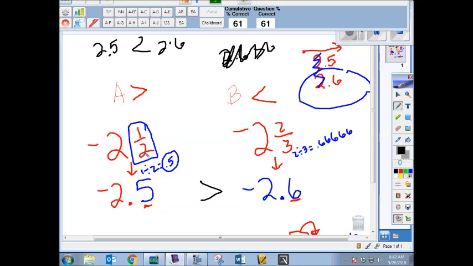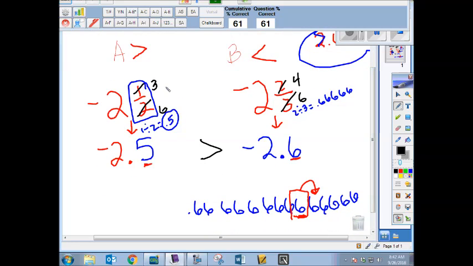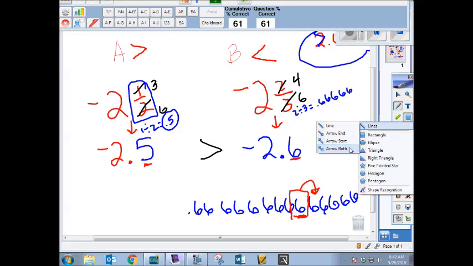Now, the other strategy is, could you do common denominators? Could you make this 6 and make this 3? Could you make this 6? Could you make this 4? And then, once again, it's opposite. So this is the one where the real strategy, I don't care whether you do fractions or decimals. I think decimals are easier in this case.